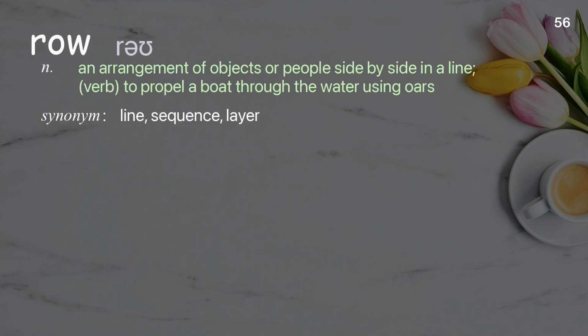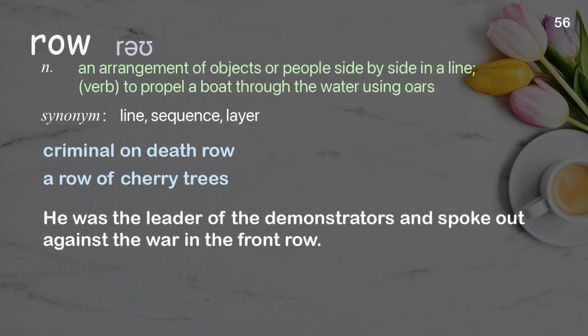Row. An arrangement of objects or people side by side in a line. Verb, to propel a boat through the water using oars. Examples. Criminal on death row. A row of cherry trees. He was the leader of the demonstrators and spoke out against the war in the front row.